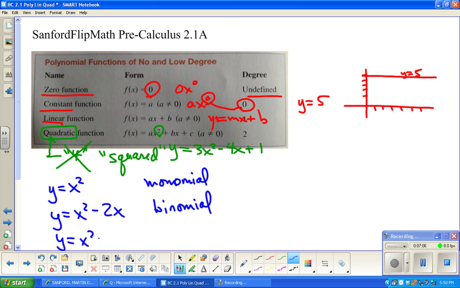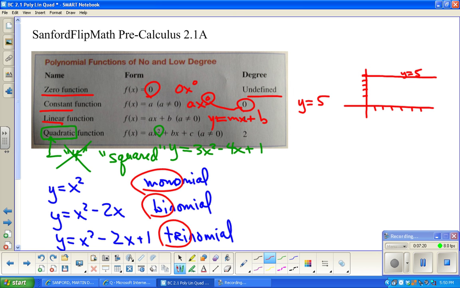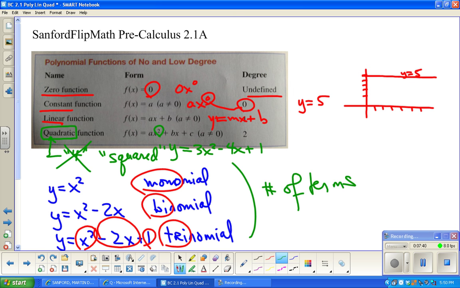Y equals x squared minus 2x plus 1 would be a trinomial. Okay, so again, this is all keyed in with prefixes that go with how many terms they have. So there's 3 terms, so that's a trinomial, like what I do down in the cafeteria, a trinomial. Okay, so you can classify polynomials based on the number of terms, the number of monomials that make them up, or by the degree. Okay? All right, moving on.